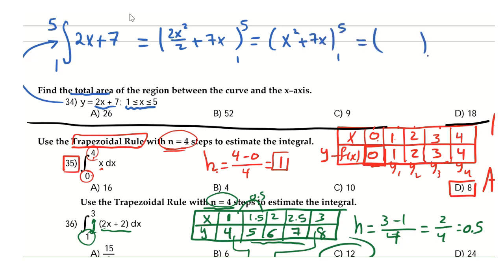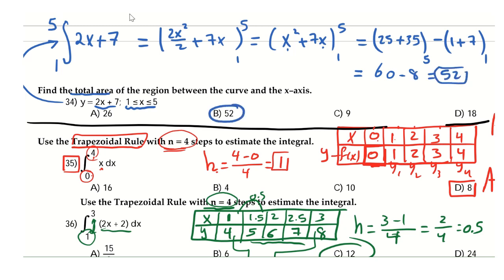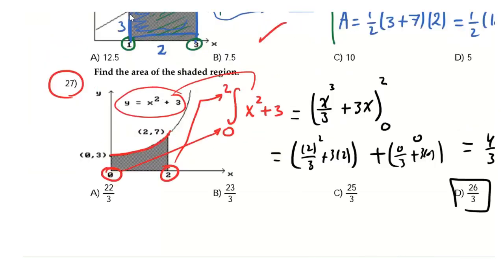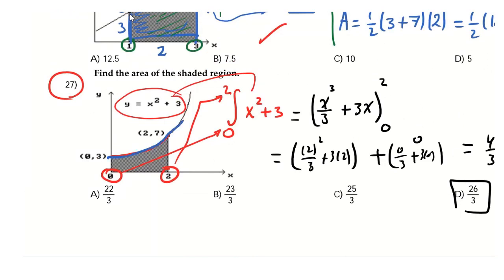So you are going to replace x with 5 and replace x with 1. It's going to be 25 plus 35 after replacing x with 5, minus 1 plus 7, which is equal to 8. So 35 and 25 is 60, minus 8, which is equal to 52. So the area is 52. This one is asking about the total area, so the total area is the same as the integration, and it should be between the curve and the positive direction of the x-axis.